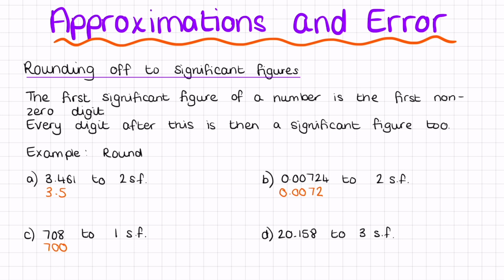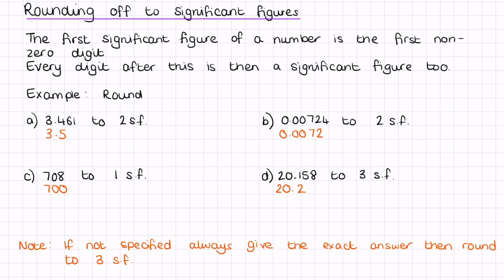20.158 to 3 significant figures, so the 2 significant, the 0 significant, we have point, and the 1 is significant, which we then have to round up to 2, because the fourth number is a 5. Note here, as I said, in an IB exam, if it's not specified, always give the exact answer first, then round to 3 significant figures.